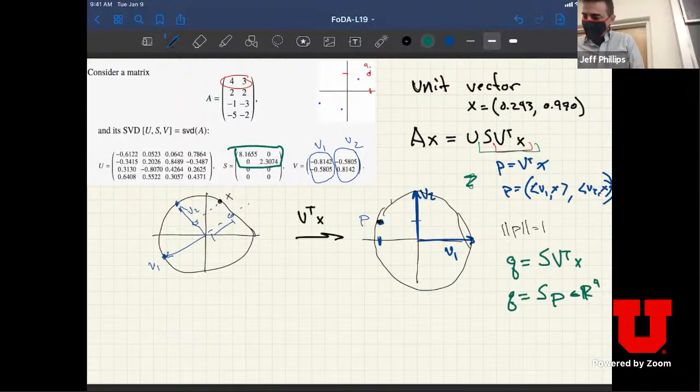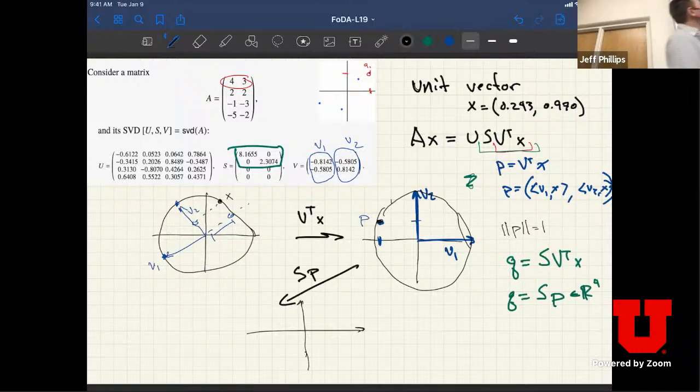So now we're going to do S times P, and we're going to get a new shape here. This is going to be a diagonal matrix, so I'm not really changing the coordinate systems anymore. This one is really V1, but times sigma 1, and this one is V2 times sigma 2. So I'm not changing the coordinate system anymore, but I'm scaling them, right?